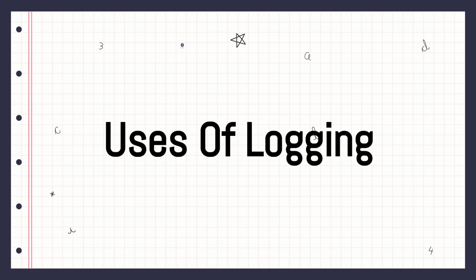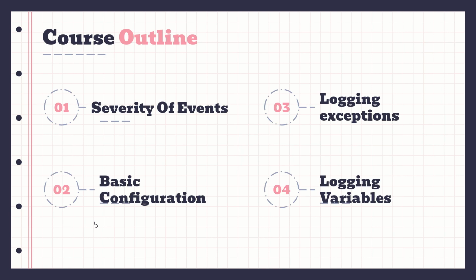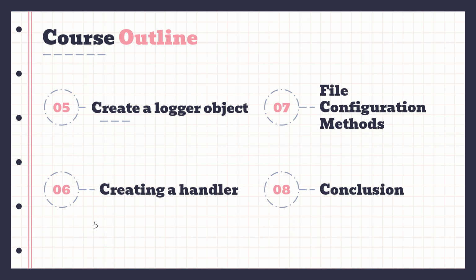So now, let's take a look at the course outline. You're going to be looking at the severity of logging events, basic configurations, logging exceptions, and logging variables. You're also going to look at creating a logger object using OOP, creating a handler, file configuration methods, and then finally we'll have a conclusion. This course shouldn't be that long. I will try to keep it under an hour, but if it's more than an hour, we'll see what we can do about it. It's actually not bad.